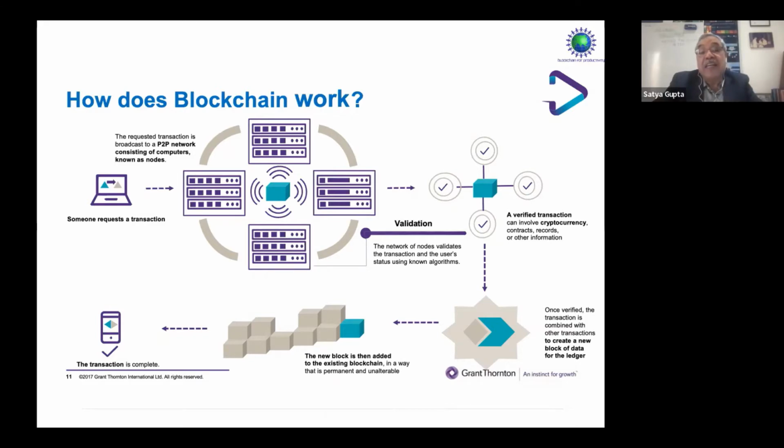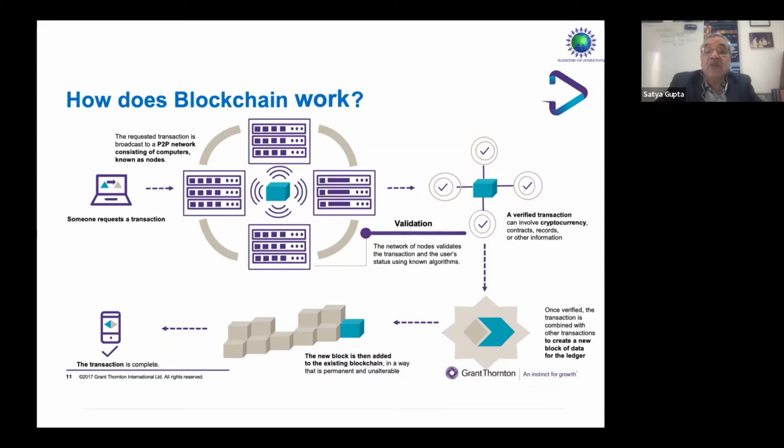The network of nodes validates the transaction and the user status using a known algorithm. There are algorithms, different programs, and that is the software used in the blockchain and different blockchain infrastructure, where different mechanisms of validation are used. A verified transaction can involve cryptocurrency. It can also use contracts, records, or any other information. There are various methods of recording a transaction and various methods of validation. When we go into detail, you will know it.